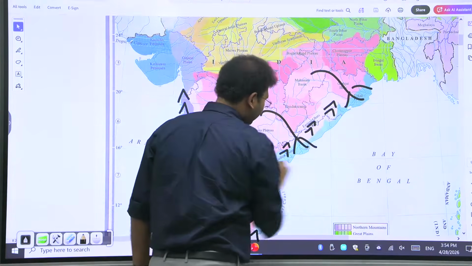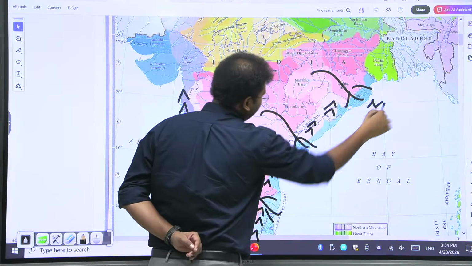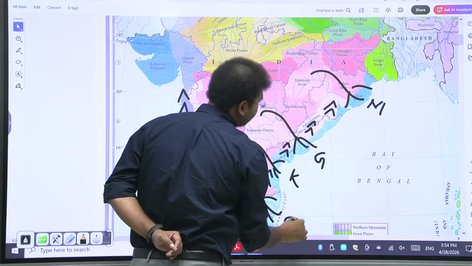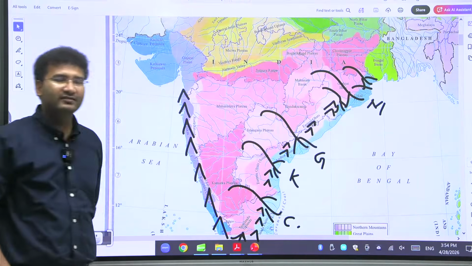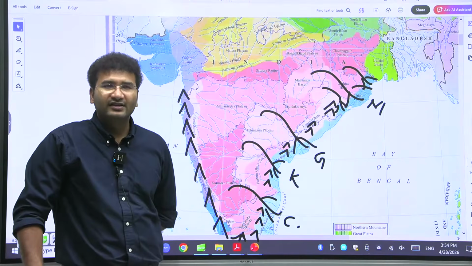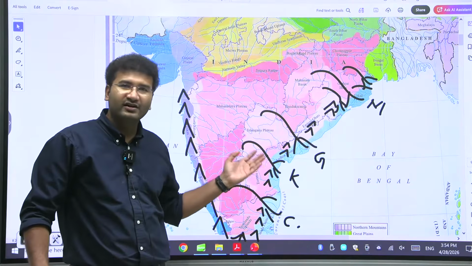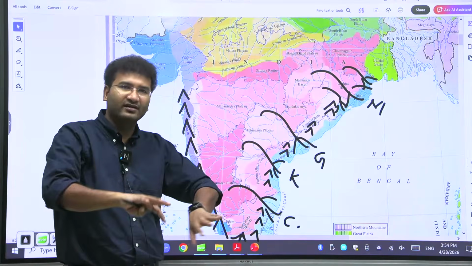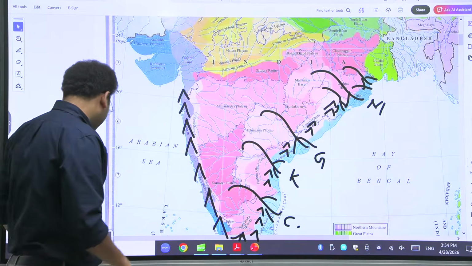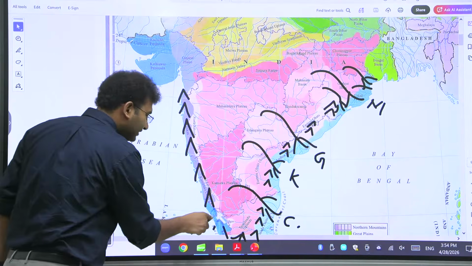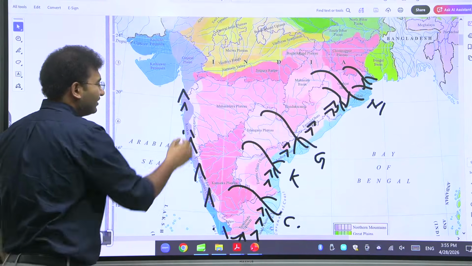Why? Because of the rivers. Okay? This is Mahanadi, Godavari, Krishna, Kaveri, Brahmani, Baitarni. Like that, many rivers are there on the eastern sides. These are discontinuous mountains. Why? Because these rivers did not let the mountain rise, simply it cut across. These are Western Ghats. There are some areas where some passes are there in Maharashtra also.